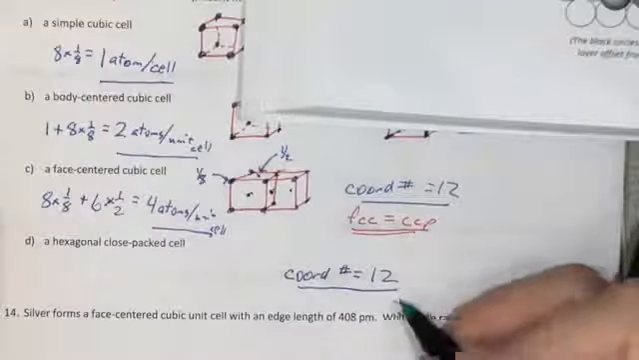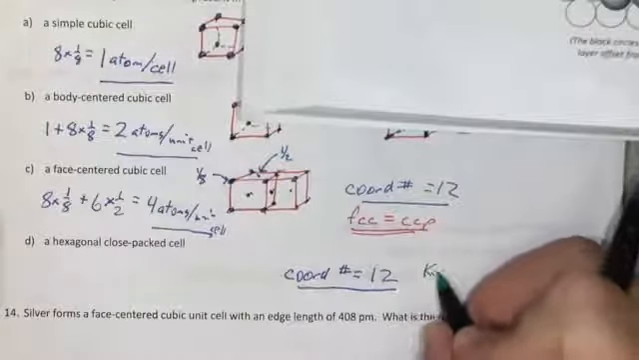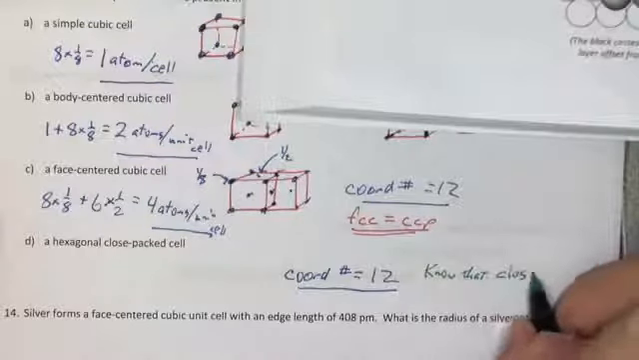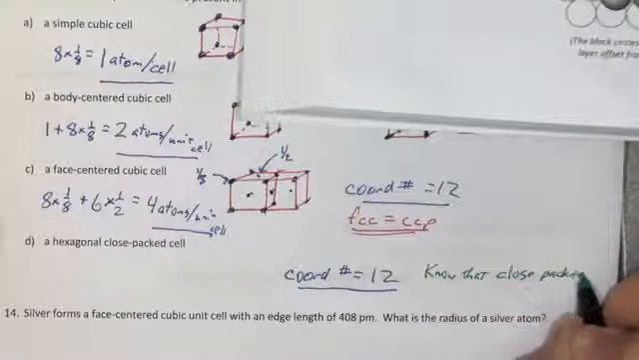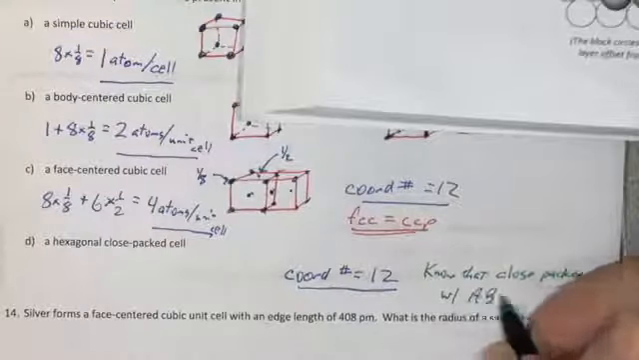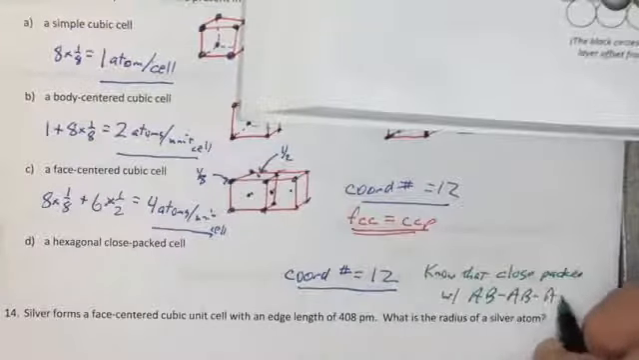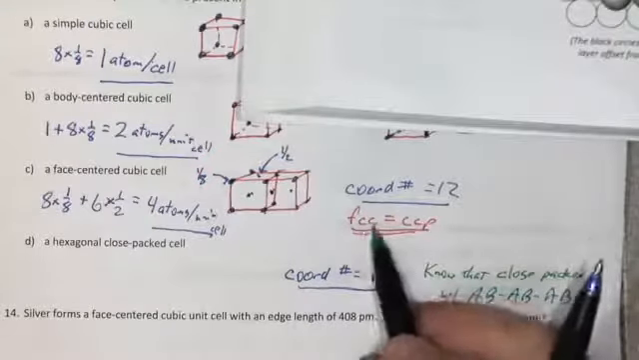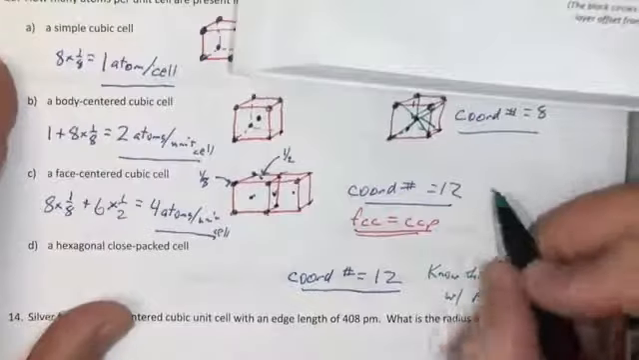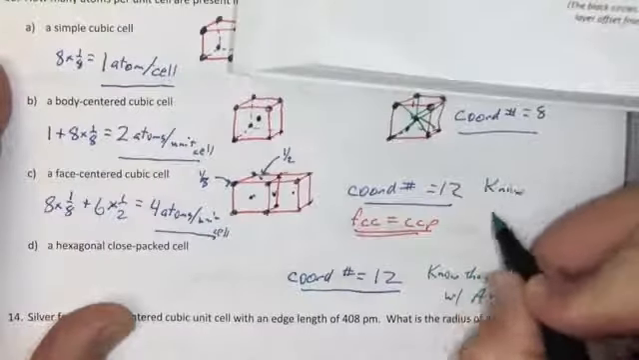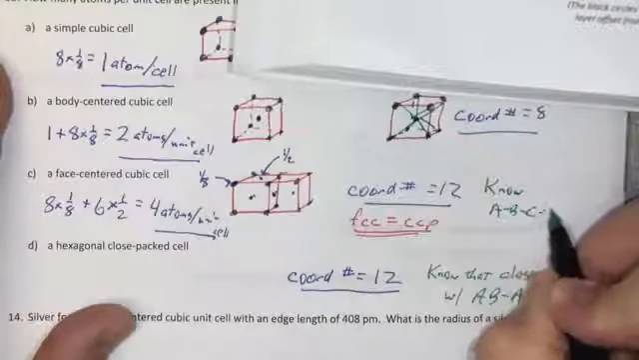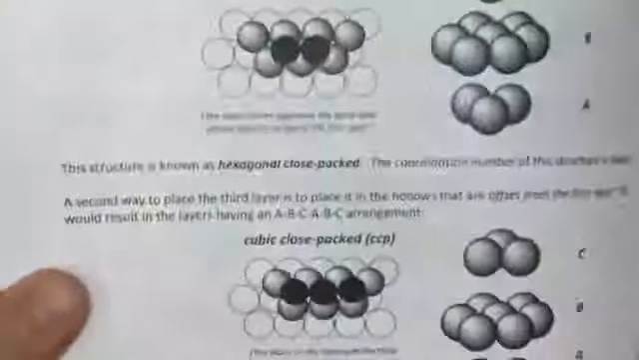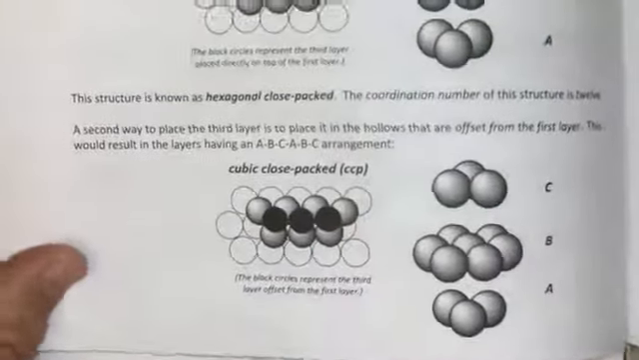And I want you to know that in the hexagonal close packed, the structure is a close packed structure with AB, AB, AB. That's the structure, so that as you stack them, it's AB, AB. But the face-centered cubic, which is the same as cubic closest packed, I want you to know that it is ABC, ABC. So how do we get ABC for a cubic close packed, which is the same as a face-centered cubic?